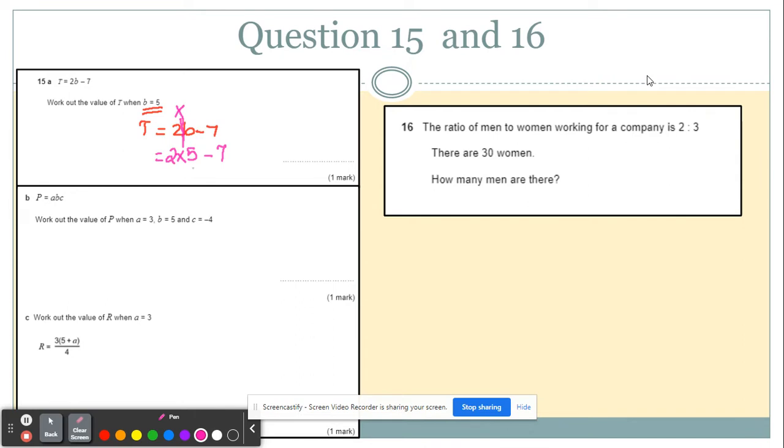Then you need to just apply basic maths. 2 times 5 is 10, minus 7. 10 minus 7 is equal to 3. So your final answer is 3.